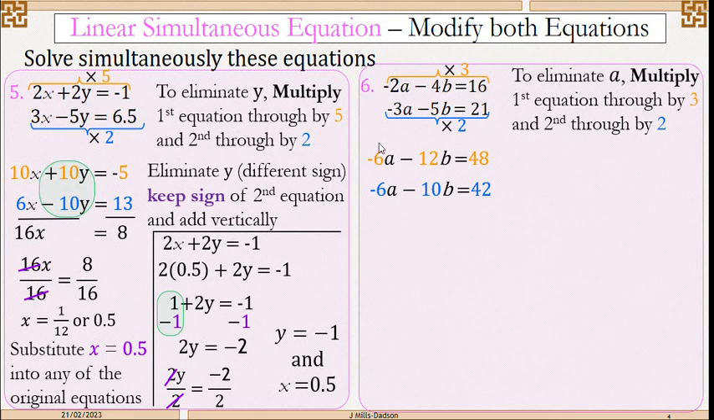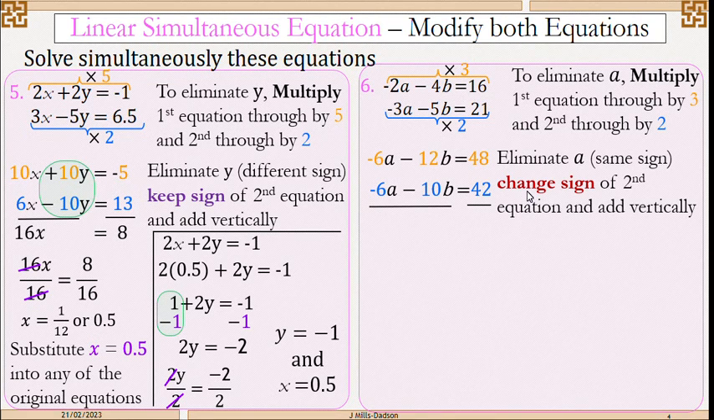So now my focus is on what I want to eliminate. They have the same signs, so I need to change the signs of the bottom terms. I'm going to change the sign of the bottom term, or second equation, and I'm going to sum them vertically. So plus, plus, and a minus. Negative 6a plus 6a is 0. Negative 12b plus 10b is negative 2b. And 48 minus 42 is 6.